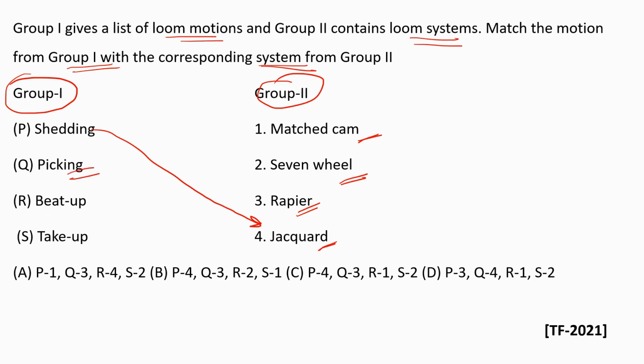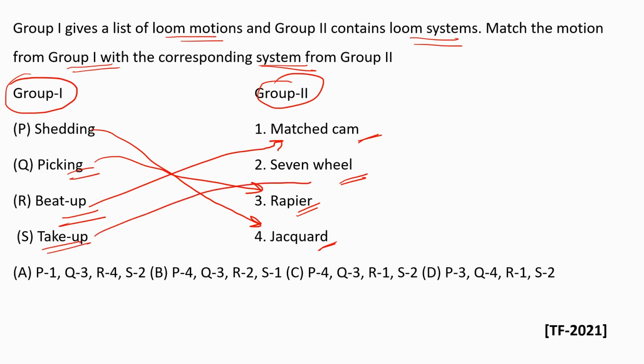And for picking, what can be used for picking? For the picking motion, we can use the rapier loom system. And for beat up, we can use the matched cam. It is a direct question. And for take up roller, 7 wheel and 5 wheel motions can be used, since these are take up.